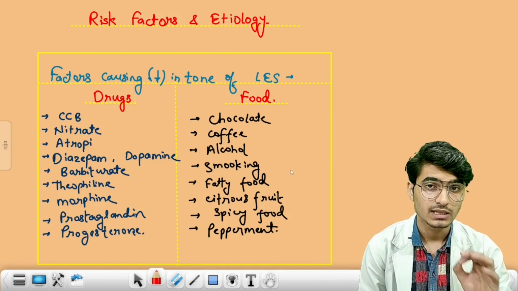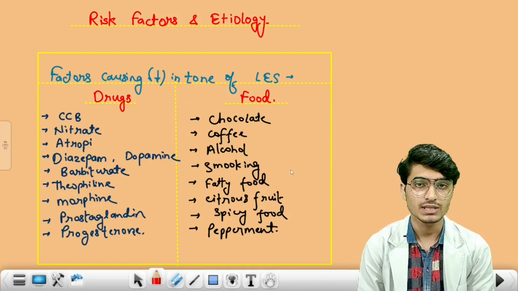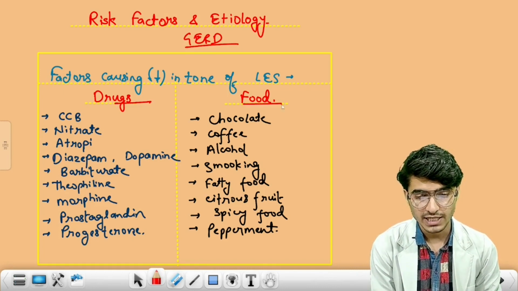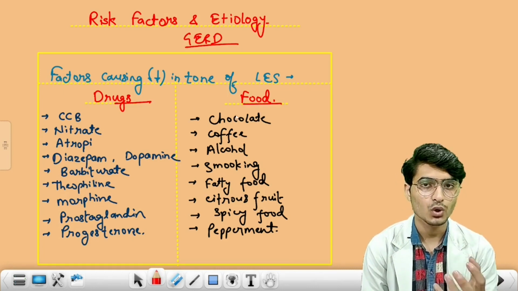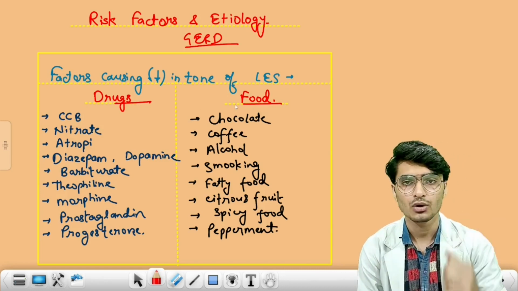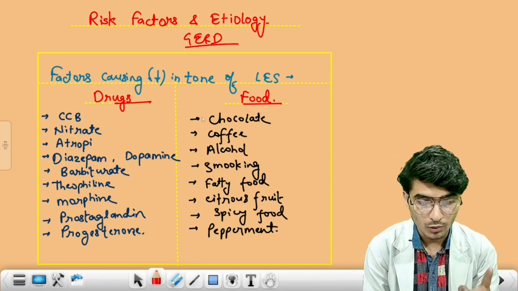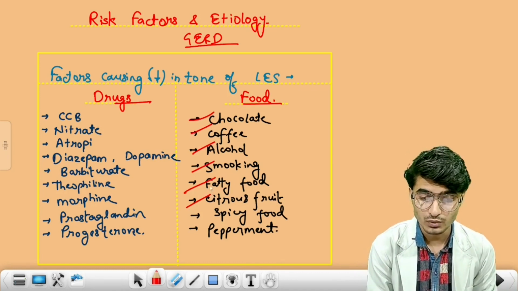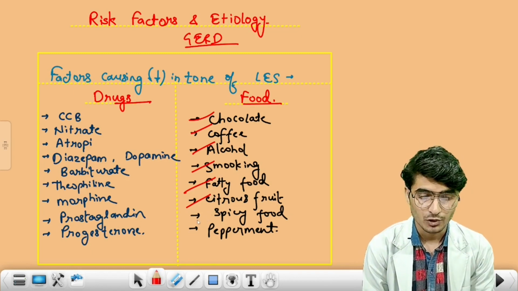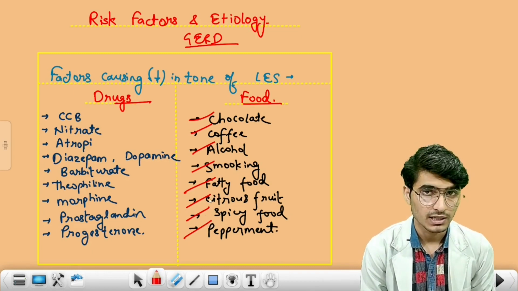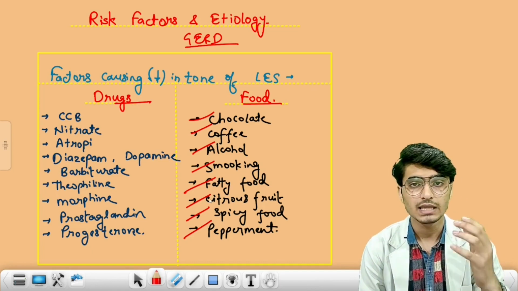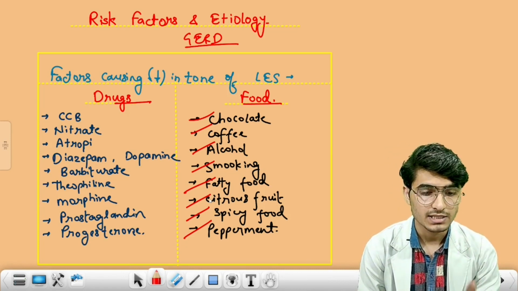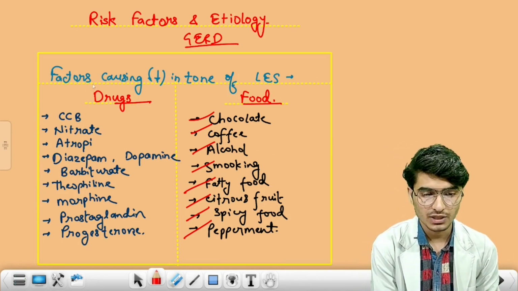So now we will discuss the risk factors and the etiological factors causing GERD, right? We have two categories. Number one is the drug section and the second one is the food section. The most common foods which cause reflux of the contents into the esophagus: number one is chocolate, followed by coffee, alcohol, smoking, fatty foods, citrus foods such as orange and lemon, followed by spicy foods and peppermint as well. These are the foodstuffs causing reflux of the gastric content into the esophagus, and thereby they are risk factors. Now, followed by the drugs causing this, right?